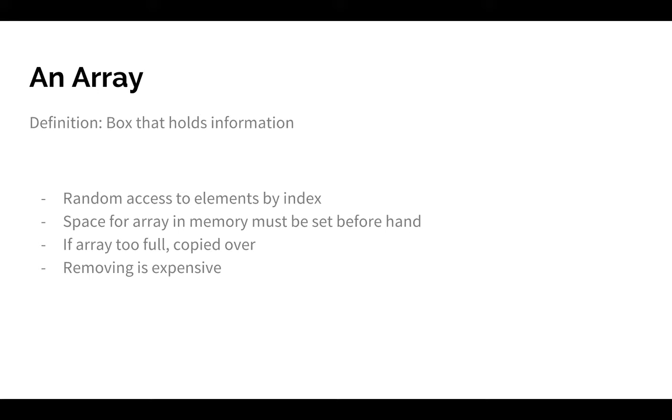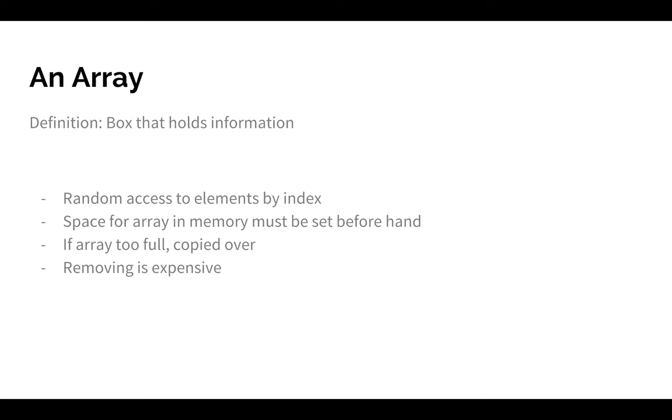And removing is expensive in an array. Imagine you have an item in an array and you want to delete it in the middle. If you remove it, all the elements in the back of it, everything that follows that element, has to be repositioned by -1, and that's quite expensive to do.